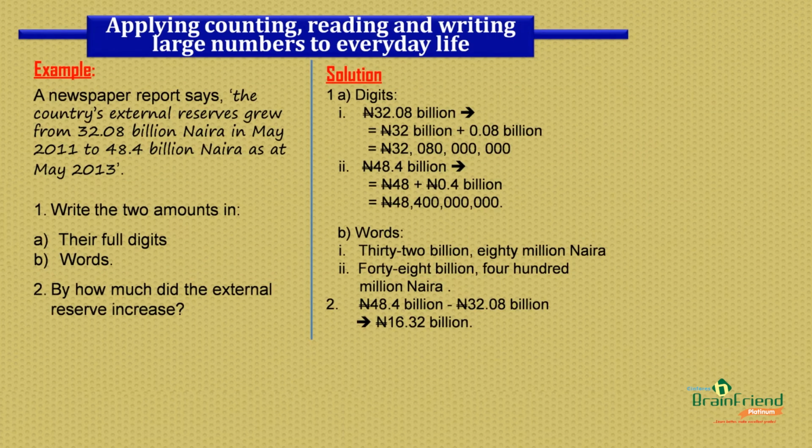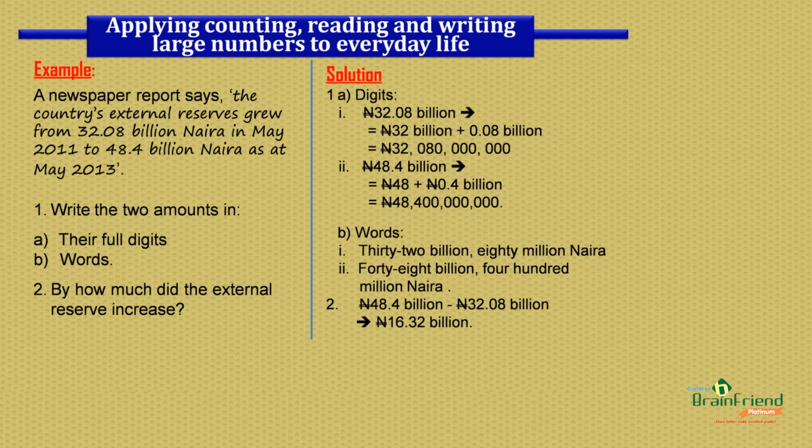The example says, a newspaper report says the country's external reserves grew from 32.08 billion naira in May 2011 to 48.4 billion naira as at May 2013. Write the two amounts in A, their full digits, and B, words. Secondly, by how much did the external reserve increase?